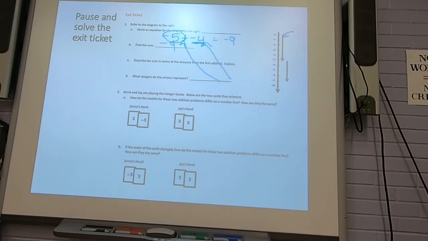All right, B says if the order of the cards change, how do the models for the problems differ? What would change is that on the first one, you would go left 5 first and then 3 to the right. On the second one, you would go right 5 and then 3 to the right. The arrows, the lines you drew, would just be in different places. Your answers, though, remember, would be the same because of the commutative property.